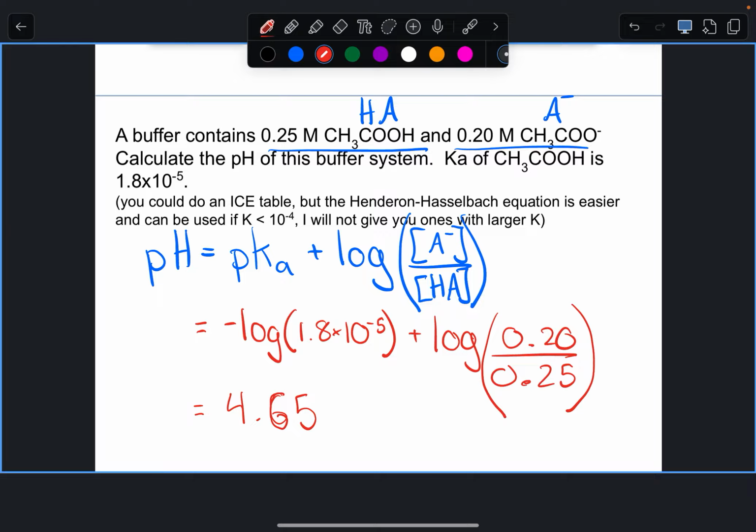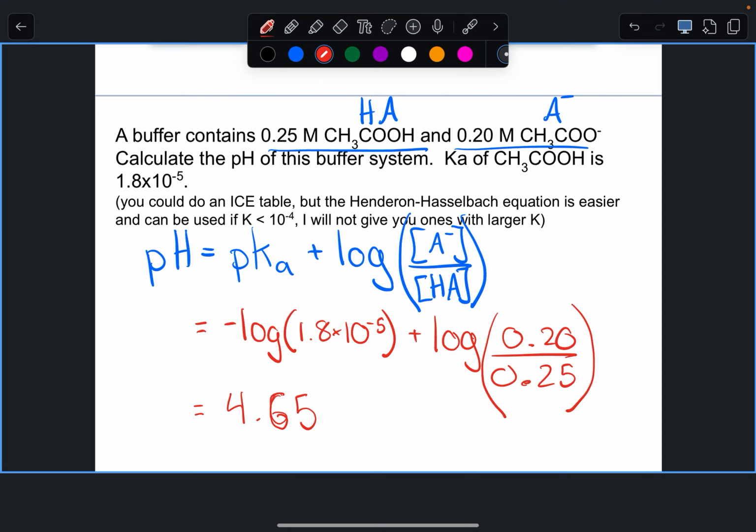Okay, so remember pKa means take the negative log of the Ka, so that's why we plug this in here. And then we're plugging in the concentrations. Make sure you're clear on which is the acid and which is the base. It might just be good to write like HA over the weak acid and A minus over the conjugate base like that. Okay, so we make up this buffer. It's got an initial concentration of 4.65.